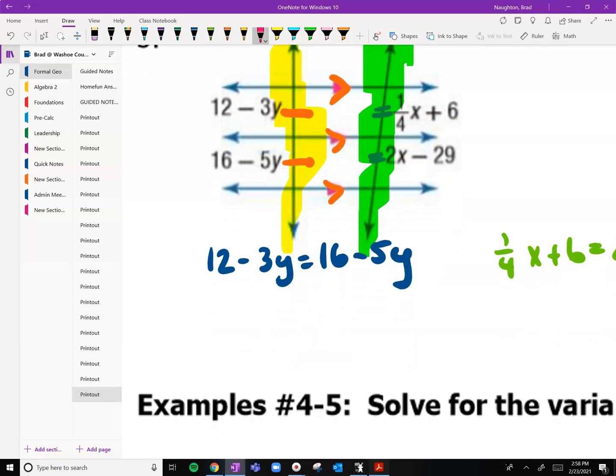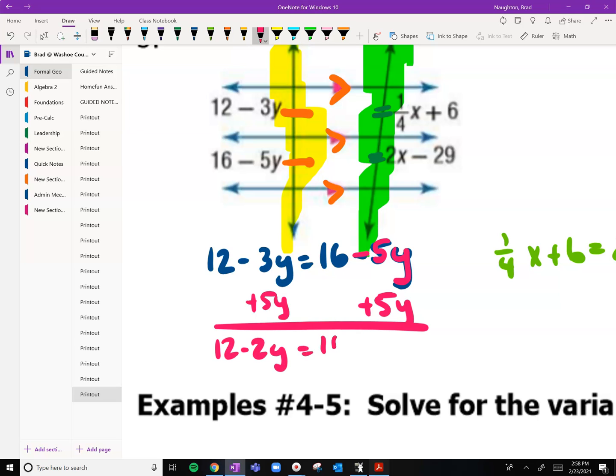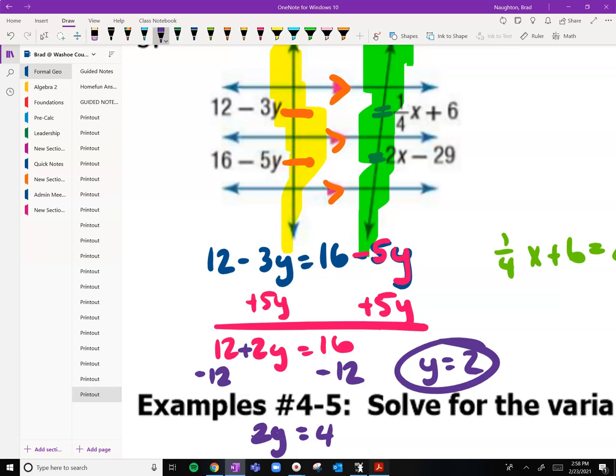So let's go ahead and get this party started. Biggest negative y there, so we're going to add it to the other side. And so we get 12 minus 2y is equal to 16. Well, minus the 12. That should be a plus there. So 2y is equal to 4. So y is going to be 2. And we could plug that back in to make sure we are all good.